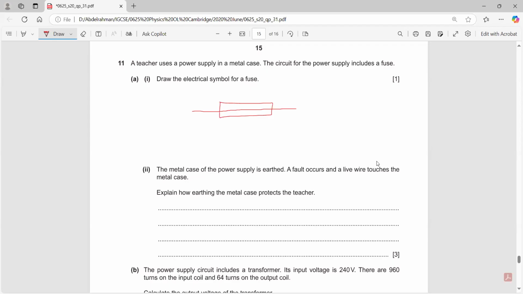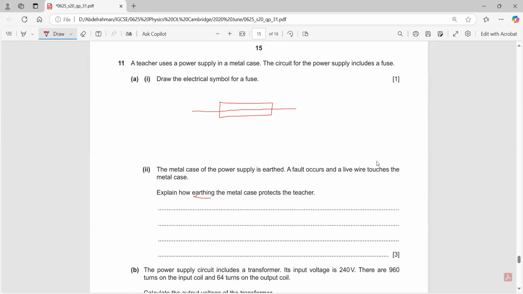Explain that you have something called earthing. I'm earthing the metal case. What is this earth wire? What is this ground wire? It's a simple wire which is literally connected to the ground. It's a wire connected to the earth. Now, how does this wire protect the teacher?